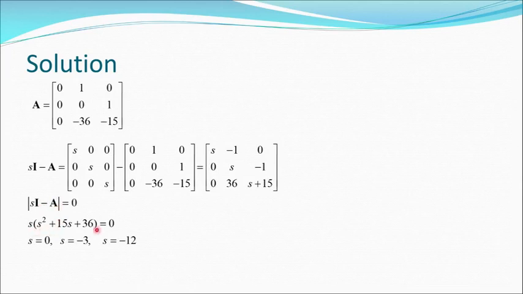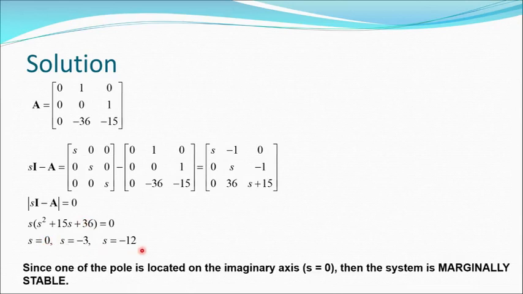We factorize this equation and we obtain the value of poles, which are 0, -3 and -12. Since one of the poles is located on the imaginary axis, then the system is marginally stable.